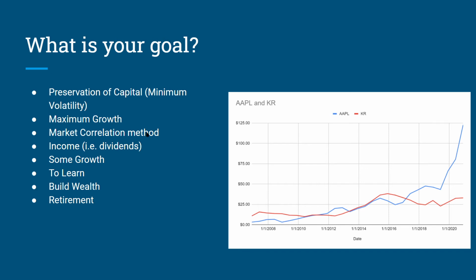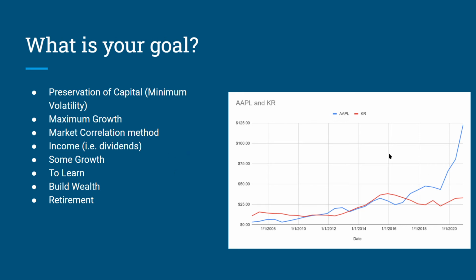Market correlation method, or is your goal to have as much income from your investment account as possible through dividends, high dividend stocks or ETFs? You would have some growth, maybe some moderate growth with some income, or a blend of different goals, right? To learn, to build wealth, retirement, you've got to determine what your goals are.